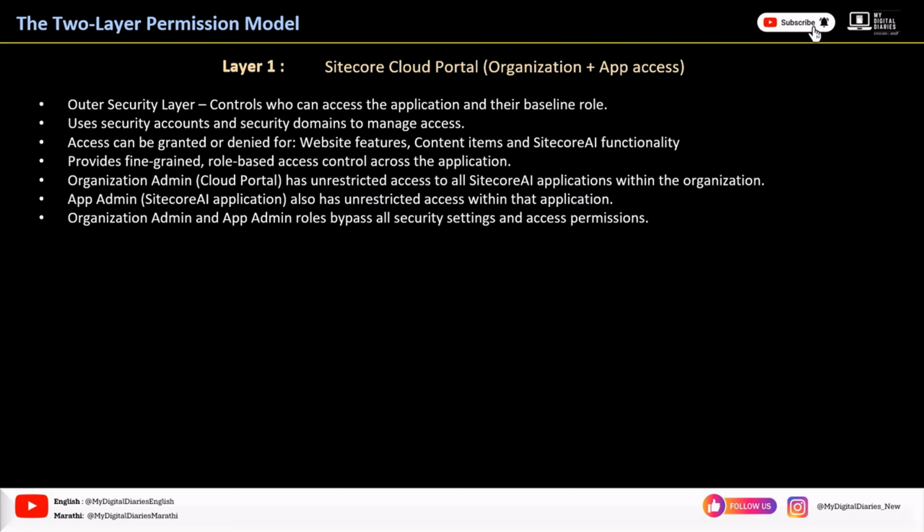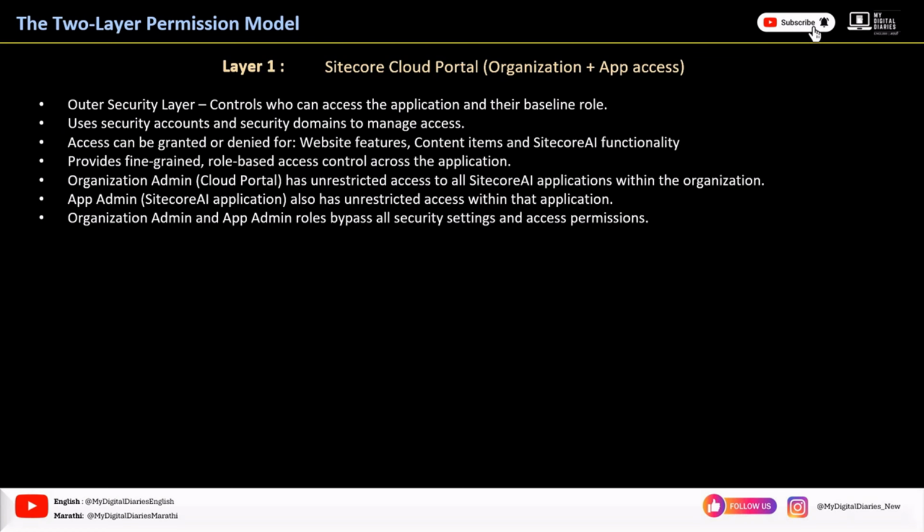Bypass rule. Here is an important point to remember. Both organization admin and app admin roles bypass all security settings and access permissions. So no matter what restrictions are set up elsewhere, these two roles can see and do everything. So that's layer 1. It gets you through the front door, but once you are inside, a second layer takes over. This is layer 2.